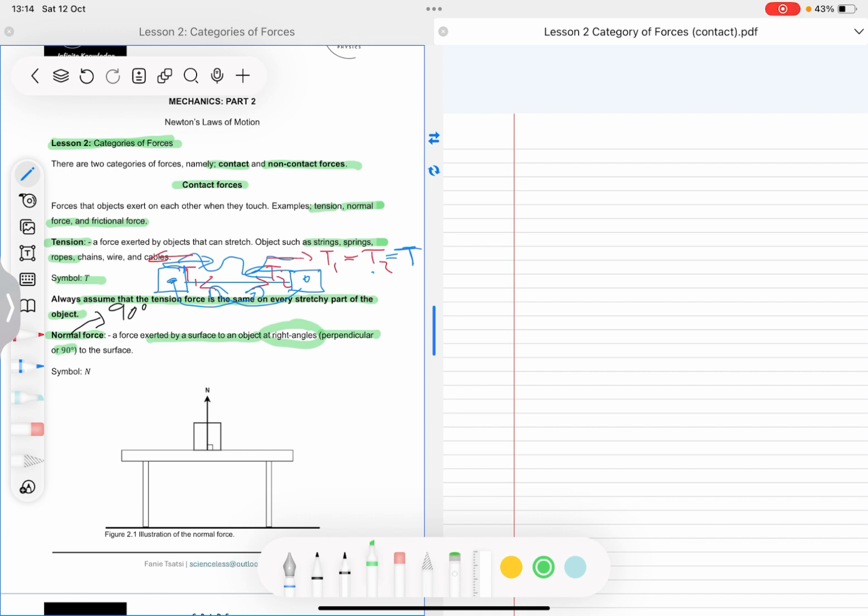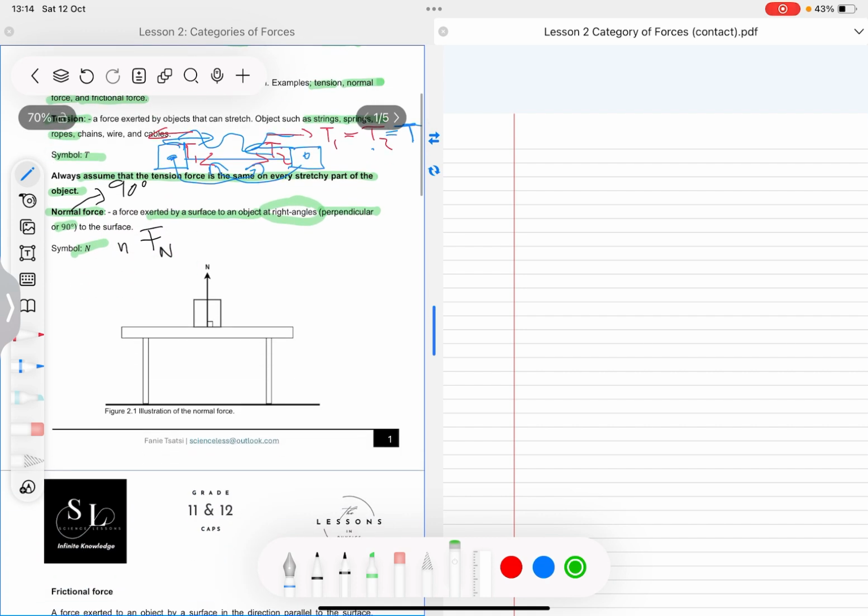The symbol for the normal force is sometimes a capital letter N. Some books use small letter n, some books use F with the subscript n, right? So it's up to you which symbol you want to use to represent that force.